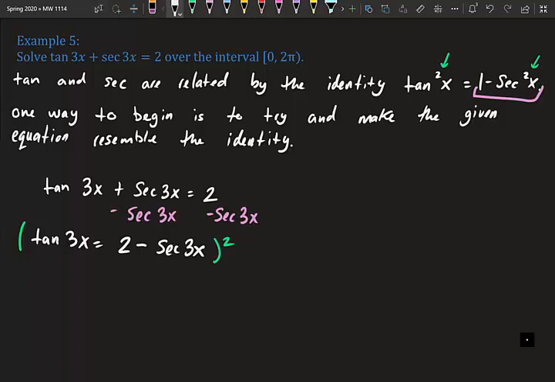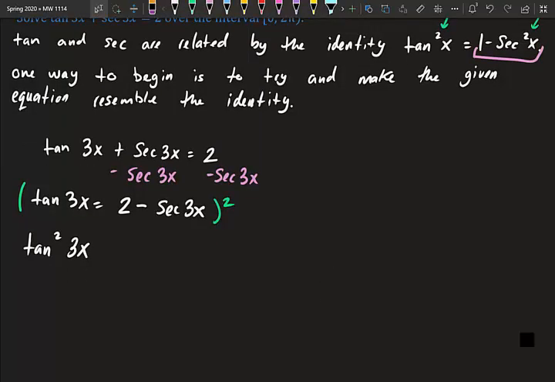So tangent 3x squared is tangent squared 3x. Do you notice we're only squaring the function? We actually don't square the number inside the function because the number is the angle itself when it's the tangent. So we only square the function itself, okay? Alright, next we square 2 minus secant 3x. So just bring it out and FOIL. So when we do, we have 4 minus 4 secant 3x plus secant squared 3x.